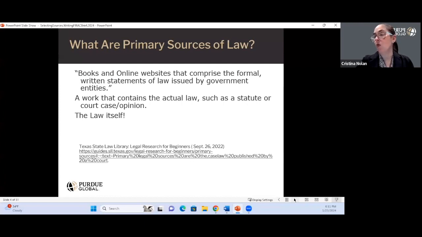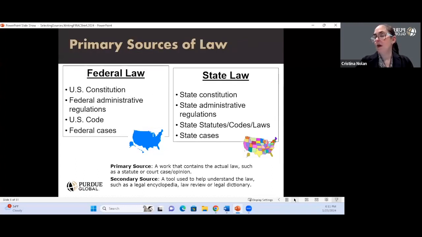So a primary source is a work that contains the actual law, such as a statute or court case opinion. This is the law itself. When we look at federal law, the primary sources of law are the U.S. Constitution, federal administrative regulations, the U.S. Code, and federal cases. If somebody asks you to identify a primary source on the federal level, you're going to look at one of these.